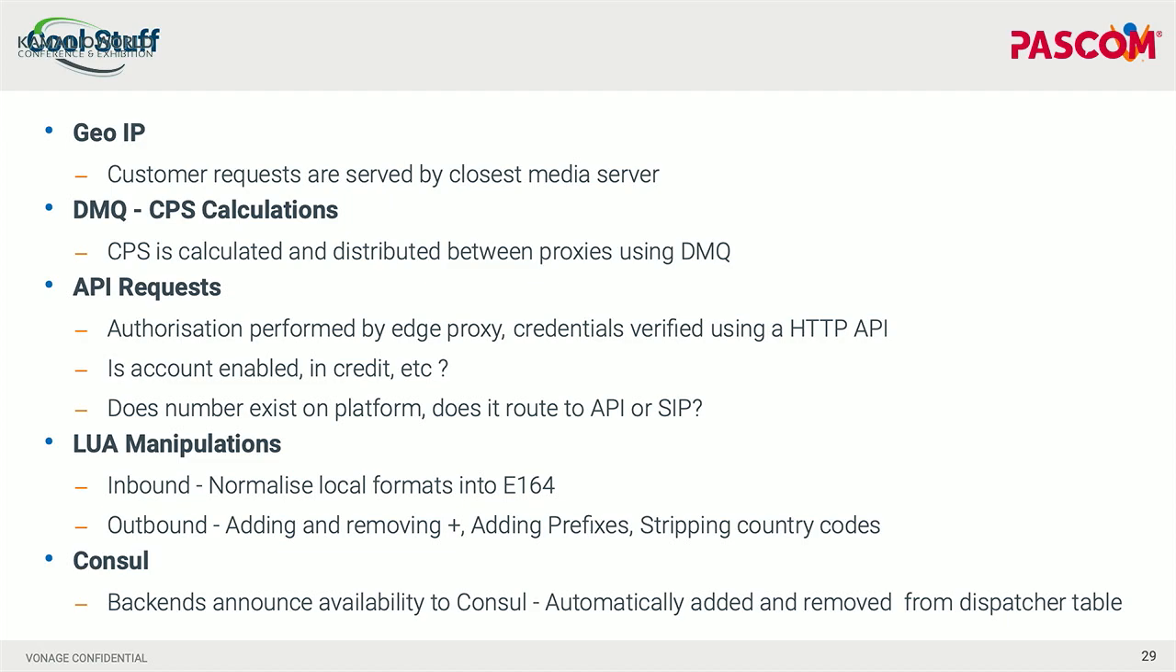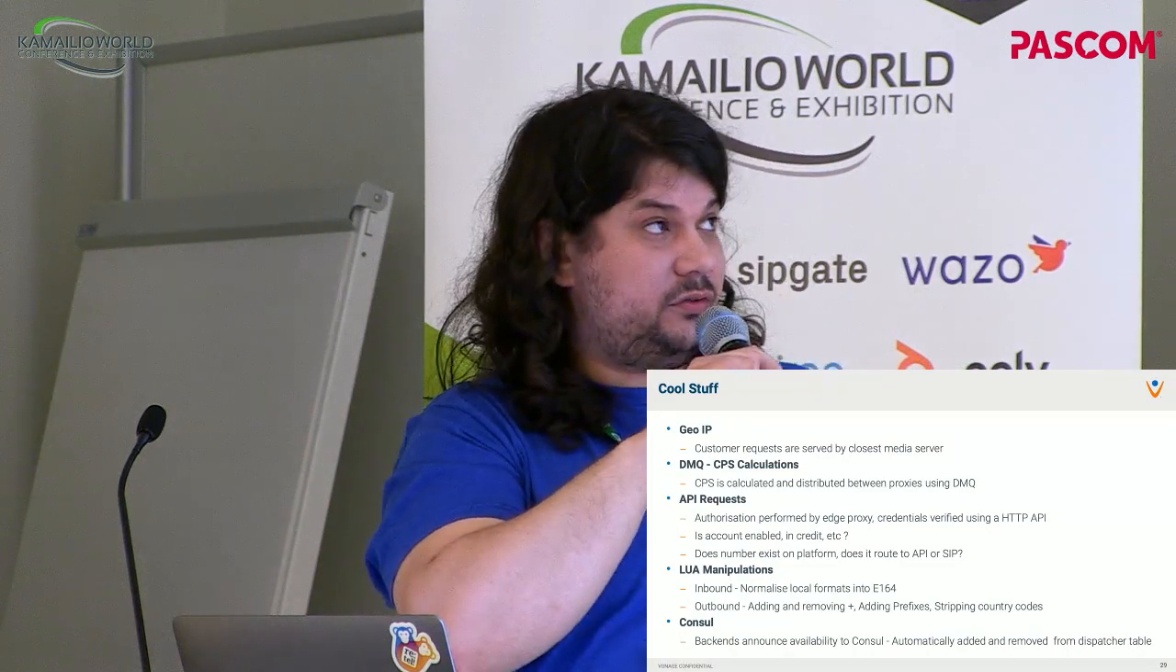We also use Lua on the carrier side, so we use that for normalizing local formats into E.164, adding and removing pluses, prefixes, and stripping country codes. And we also use Consul, so the FreeSWITCH backends announce themselves to Consul, and from there they're automatically added and removed from the dispatcher.